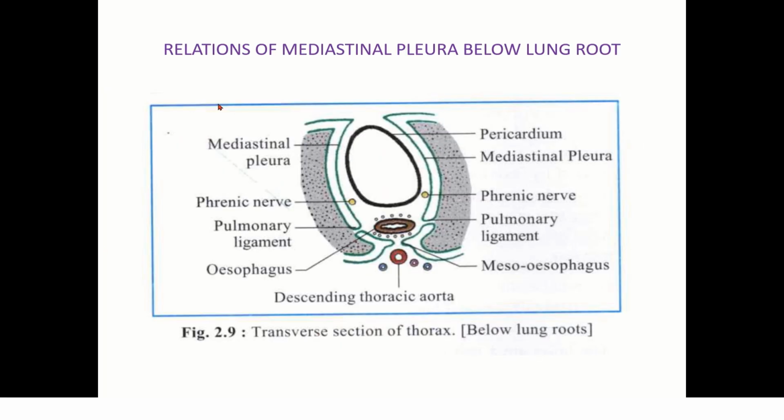Now the relationships of the mediastinal pleura below the lung root. You can see here the pulmonary ligament, which extends from the side of the esophagus to the corresponding lung. Anteriorly, between the pericardium and the mediastinal pleura, there is the phrenic nerve. You can also see here behind the esophagus there is the mesoesophagus, where the mediastinal pleura of both sides come close, when the esophagus crosses the descending thoracic aorta.